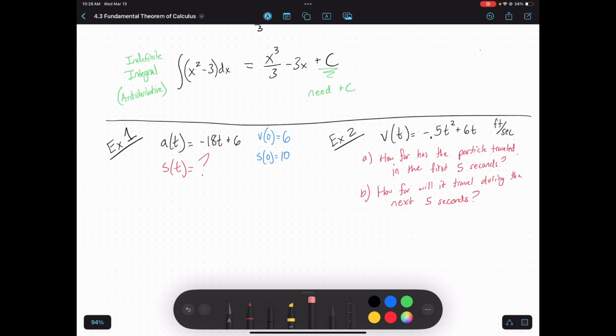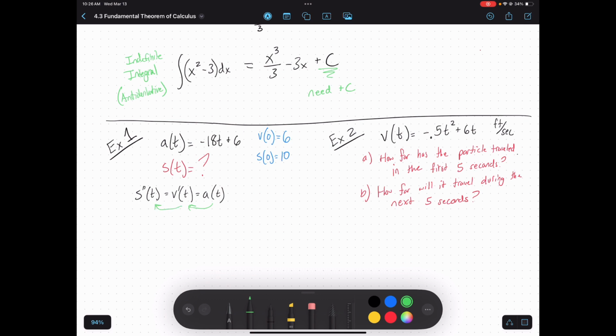And then it wants me to find the position function. Okay. Well, what do we know about acceleration? How is acceleration related to position? Well, if you remember, the derivative of position is velocity, and the derivative of velocity is acceleration. So the second derivative of position is the derivative of velocity, which is acceleration. Okay, that means I want to go this direction.